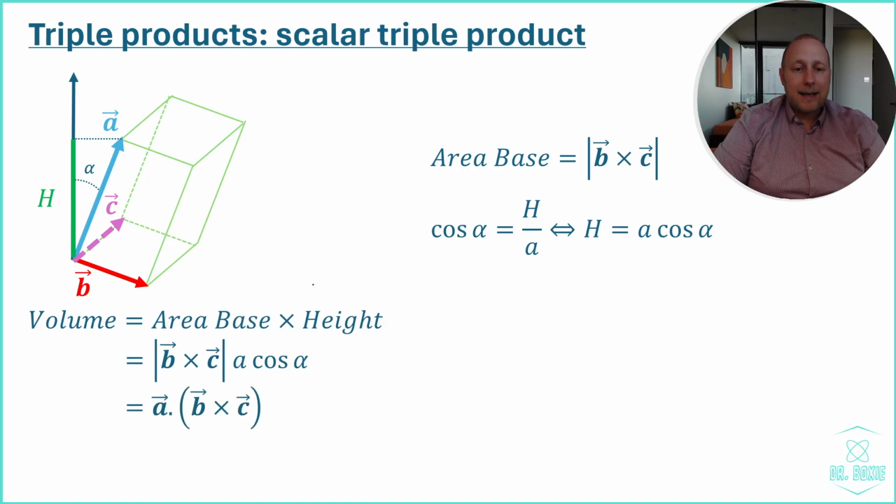But that is exactly what a dot b cross c means, because a dot b cross c means the magnitude of a, which is a, times the magnitude of b cross c, times the cosine of the angle between them. Now, why is the angle between them alpha? Well, remember that b cross c lies perpendicular to the plane formed by b and c. That is exactly the line perpendicular to it, meaning the vertical line upward. So we indeed find a dot b cross c is the volume of the parallelepiped formed by these three vectors.